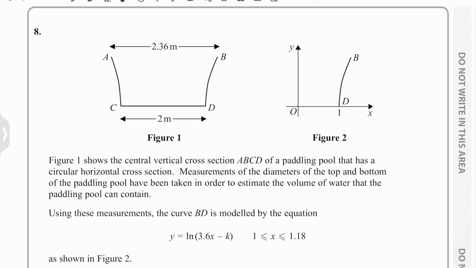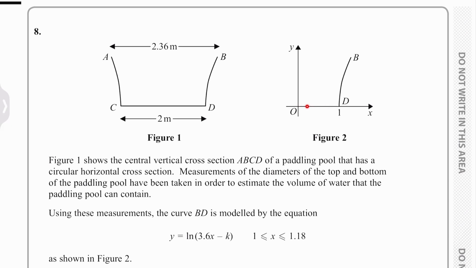Using these measurements, the curve BD is modeled by the equation y equals the natural log of 3.6x minus k, as shown in this diagram here. We've been asked to work out a value of k.